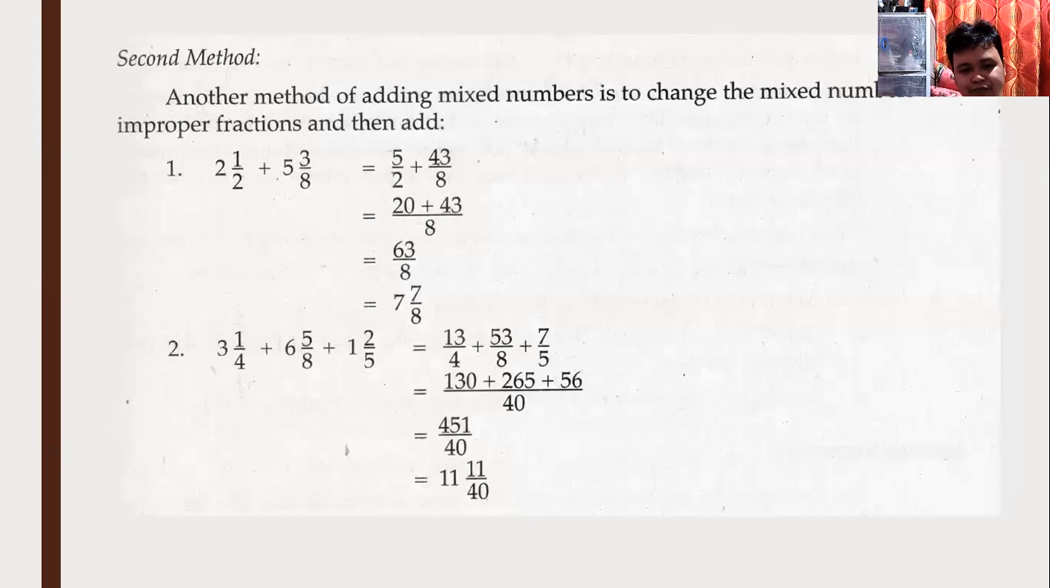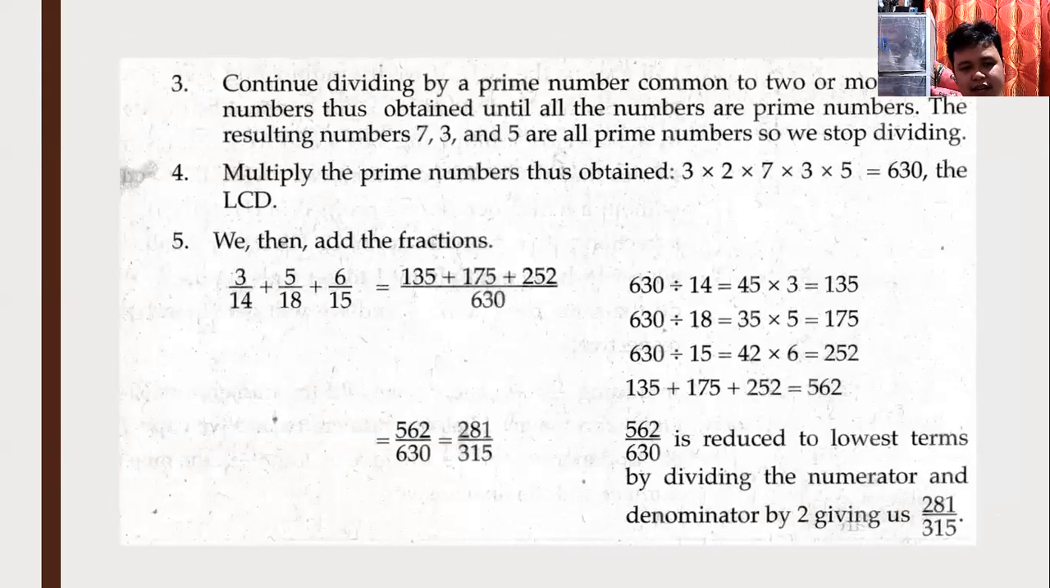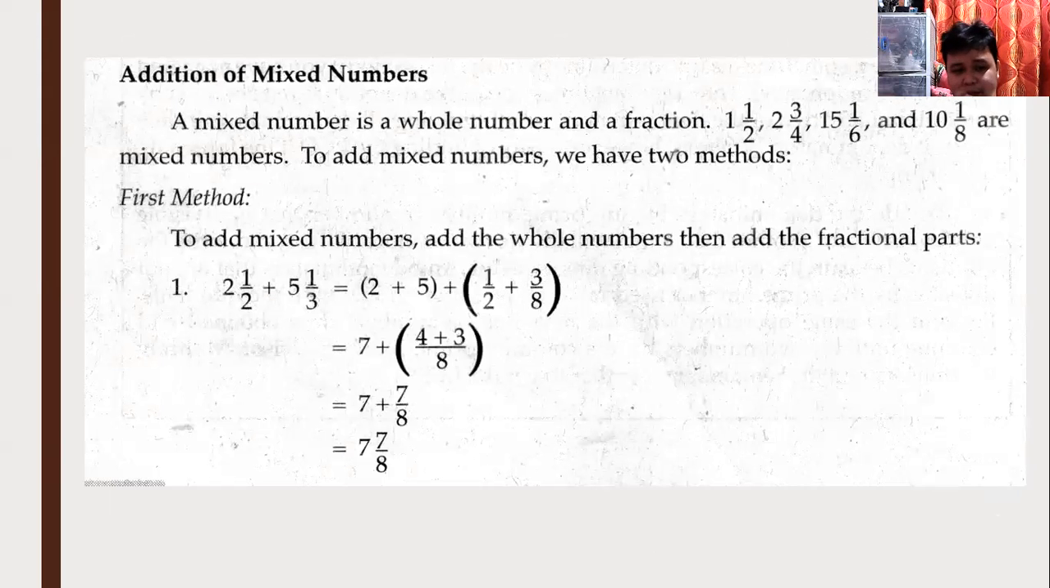So, ngayon, sa addition of mixed numbers, sabi dito, a mixed number is a whole number and a fraction. Yung mixed numbers tulad ng 1 1/2, 2 2/3, 2 1/6, and 10 1/8 are mixed numbers. To add mixed numbers, we have two methods. Ano yung first method natin? To add mixed numbers, add the whole numbers, then add the fractional parts. So una, 2 1/2 plus 5 3/8.